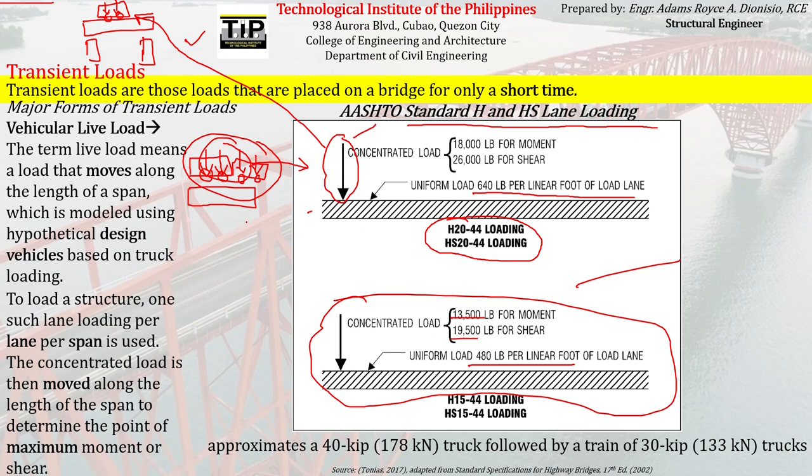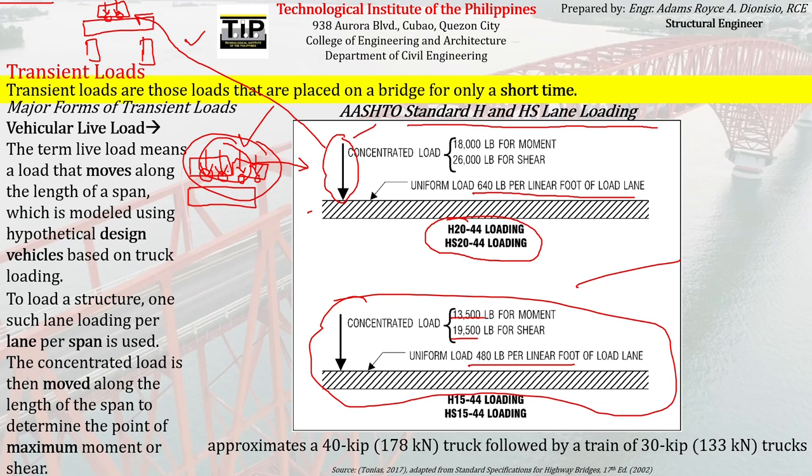In the same way as we did earlier for loading the bridge we are designing, you have to load that concentrated load and lane load, the uniform load, per lane, per span. Then you move this concentrated load along the span of the bridge and find the maximum shear and moment. That maximum shear and moment is what you base your design on for this particular bridge, the same way we applied the load earlier.